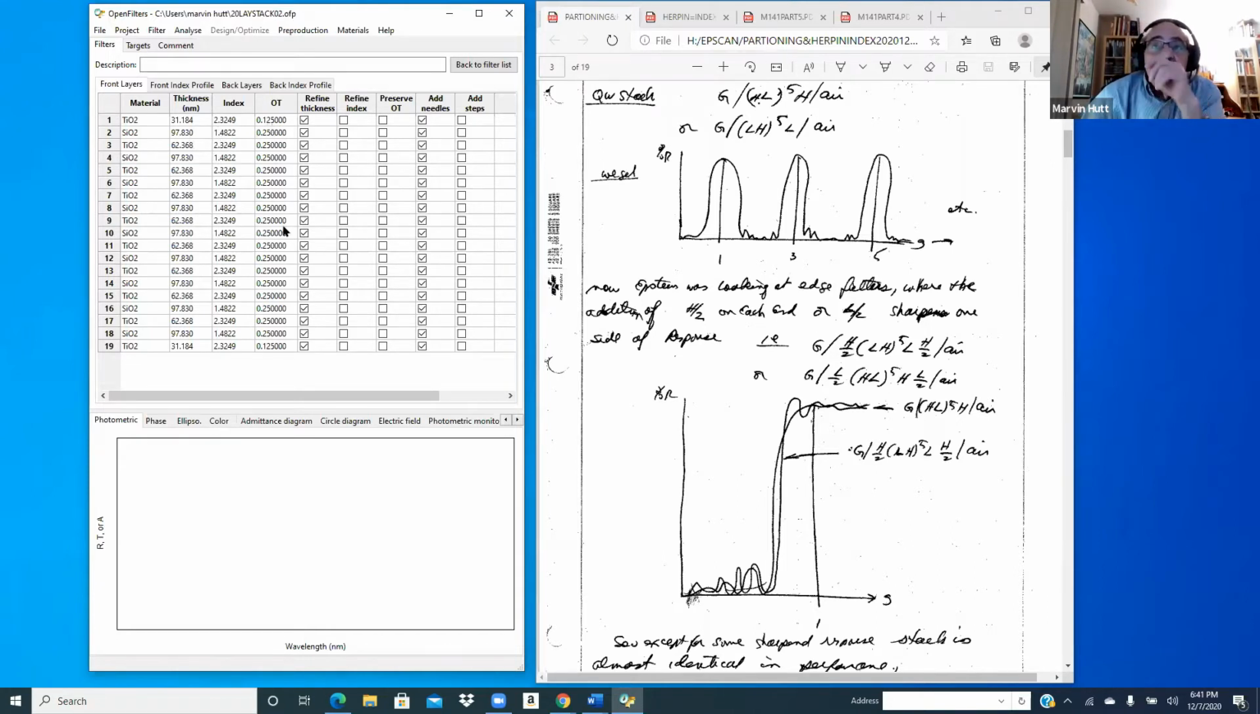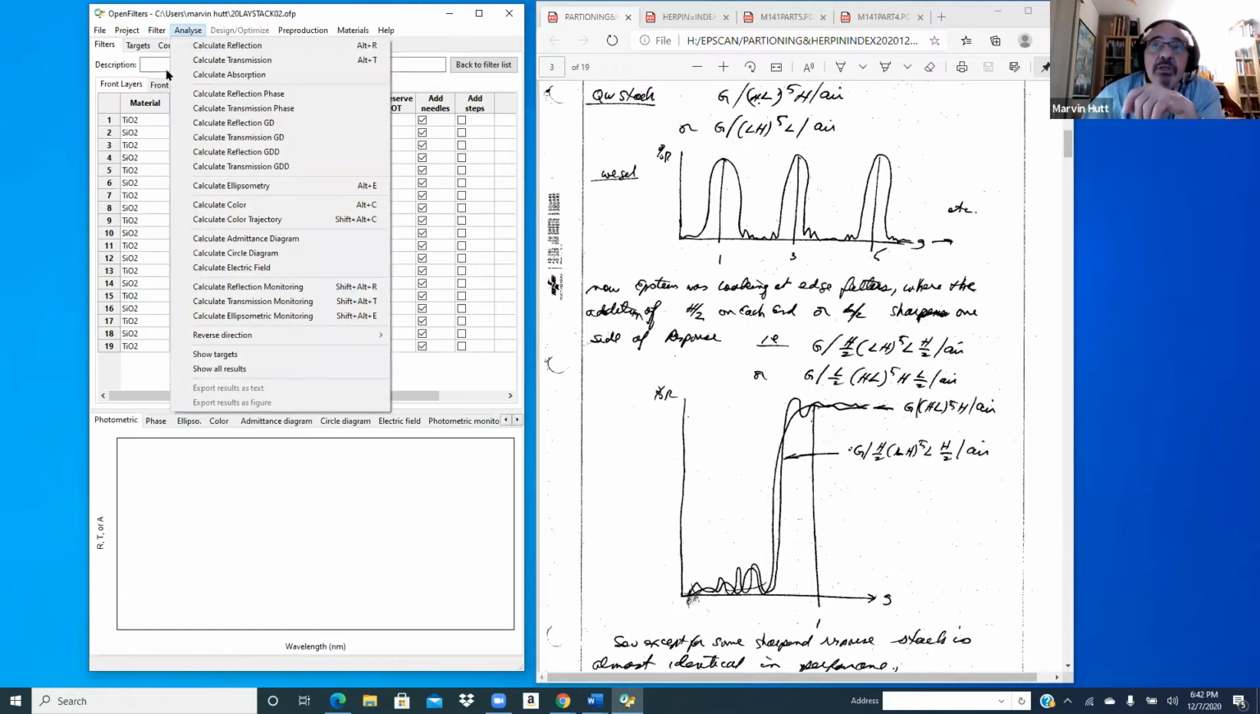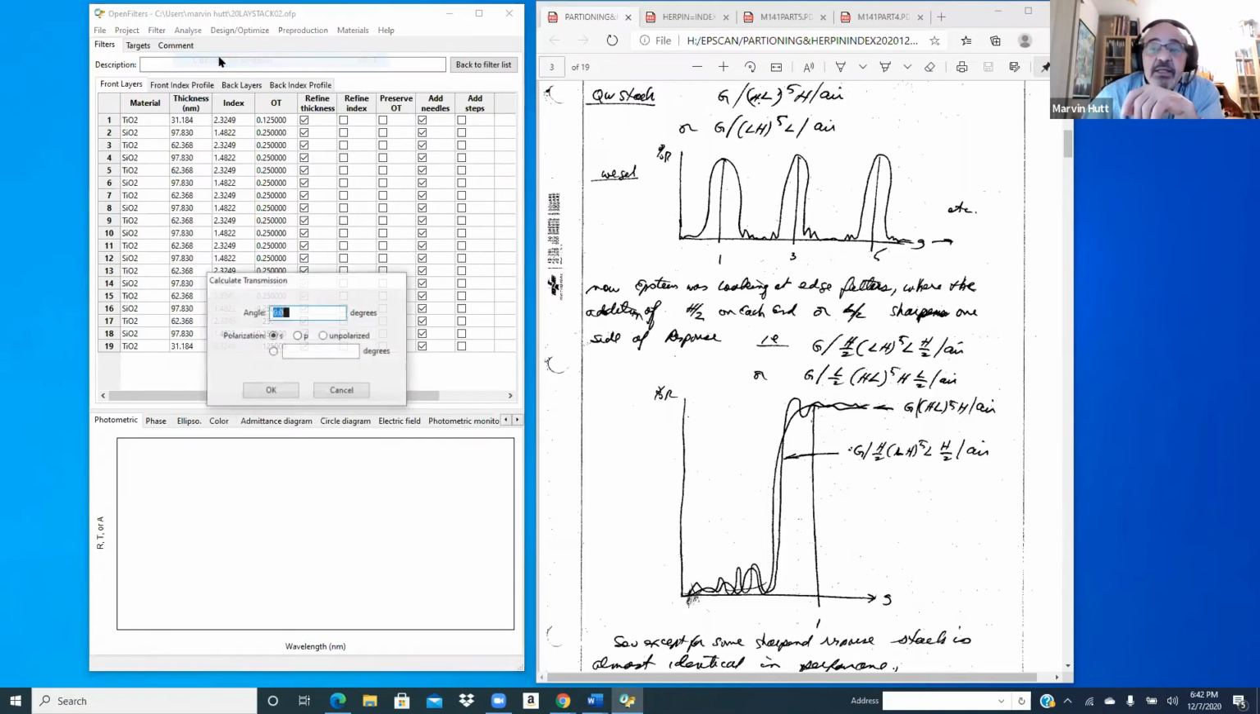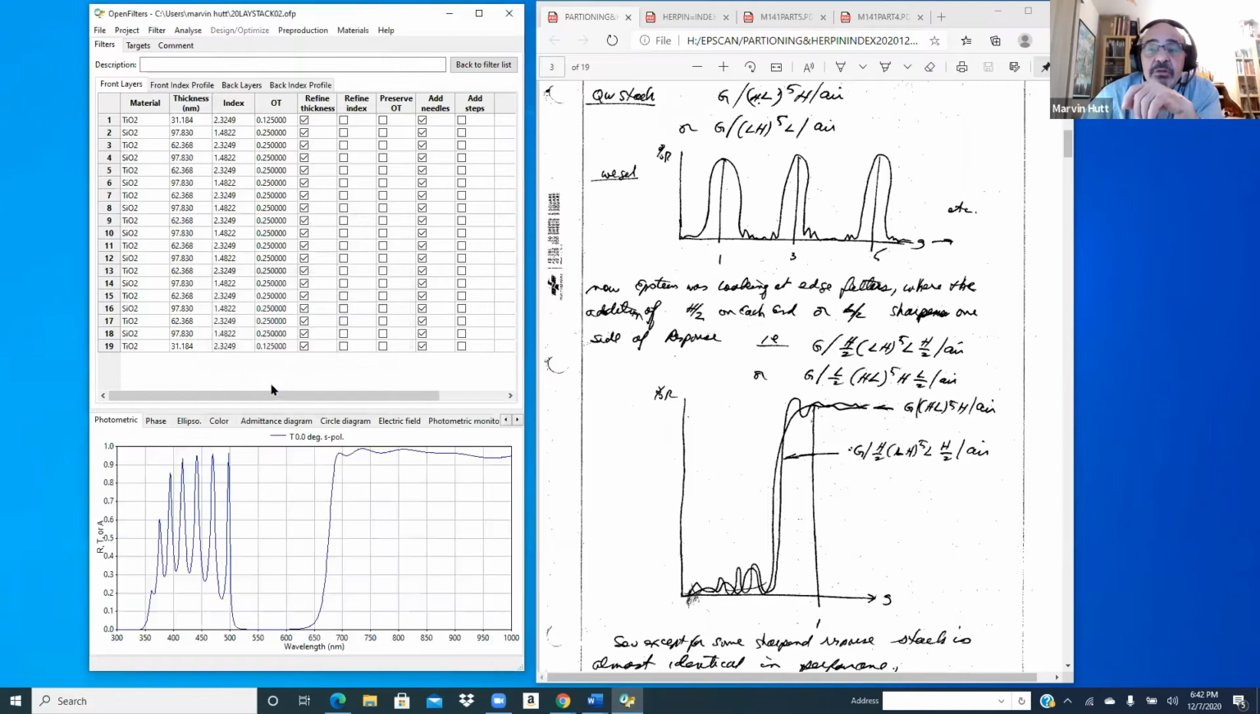So let's look at it, analyze, and we calculate the transmission in this case at 0. Now we see, oh, look at this. We've got a good filter. In this case, it takes the 500 to 650 and transmits it and reflects everything longer than that out. All right?